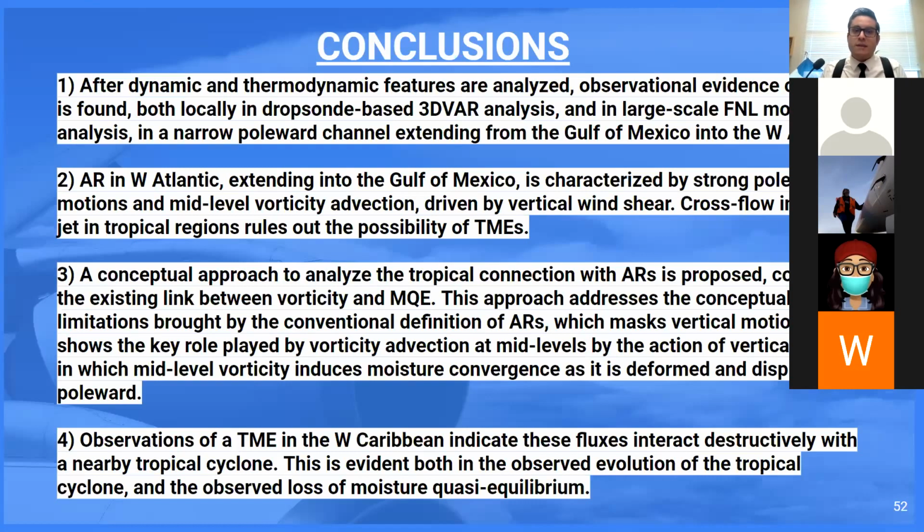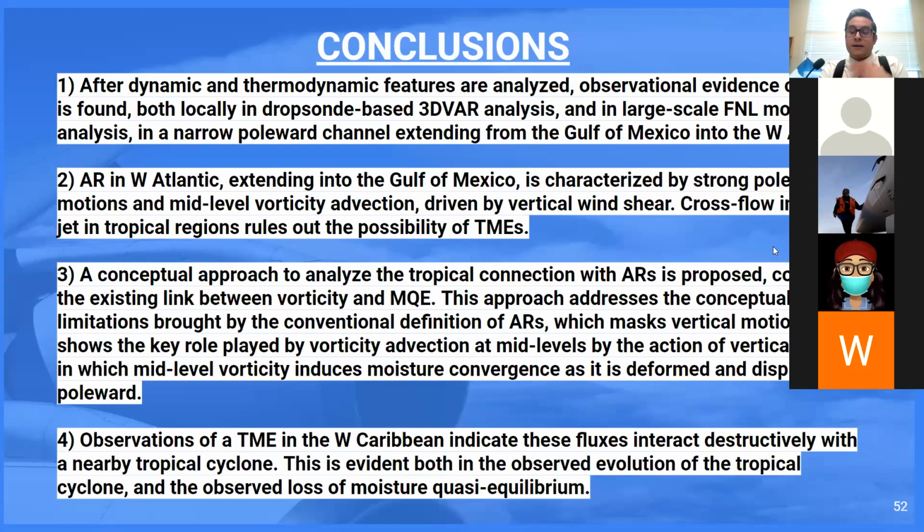After dynamic and thermodynamic features are analyzed, observational evidence of MQE is found both locally in dropsonde-based 3D VAR analysis and in large-scale FNL model analysis in a narrow poleward channel extending from the Gulf of Mexico into the Western Atlantic. The atmospheric river in the Western Atlantic extending into the Gulf of Mexico is characterized by strong poleward motions and mid-level vorticity advection driven by the vertical wind shear. Cross-flow into the jet in tropical regions rules out the possibility of a pure tropical moisture export.